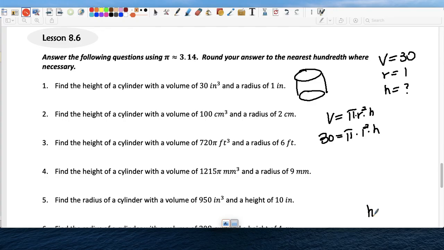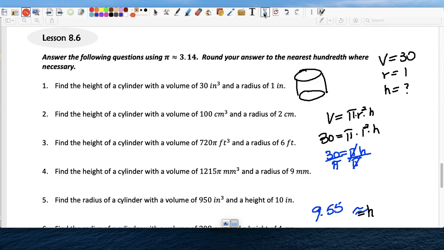So somehow we have to make that look like this. Let me just rewrite this again. 30 equals pi. Pi times 1 squared is 1, right? And 1 times pi is just pi. So all that becomes just this. Now we're going to divide both sides by pi because I want the h isolated. Pi and pi goes away, becomes 1. And then I have h all by itself. And then 30 divided by pi. We can take the calculator. And it gives me that the height is 9.55 approximately, right? Because we're rounding it.